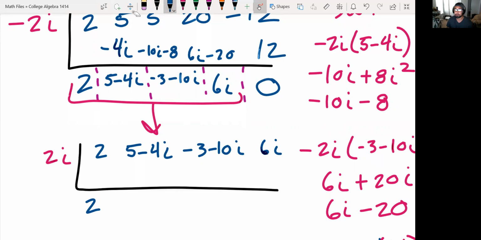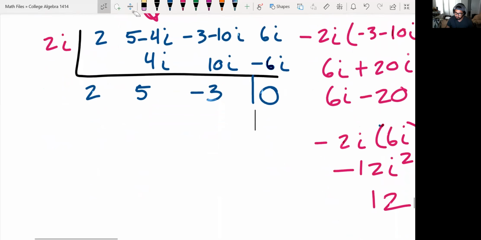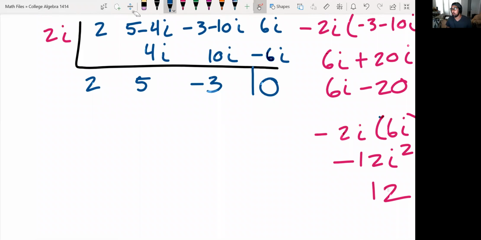The 2 comes down, and then 2i times 2 is 4i. The 4i's cancel. You get 5. 2i times 5, 10i. Your 10i's cancel. You get negative 3. 2i times negative 3, negative 6i. Remainder 0. So nice. Okay, now we know that we have zeros, negative 2i and 2i. We have to find the remaining zeros.